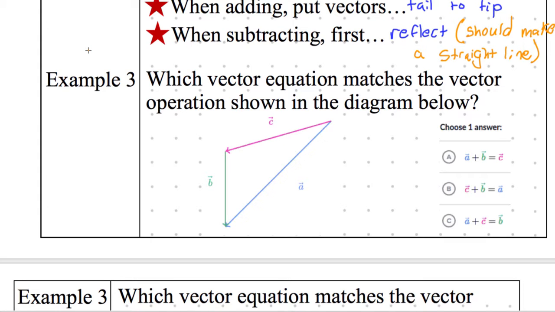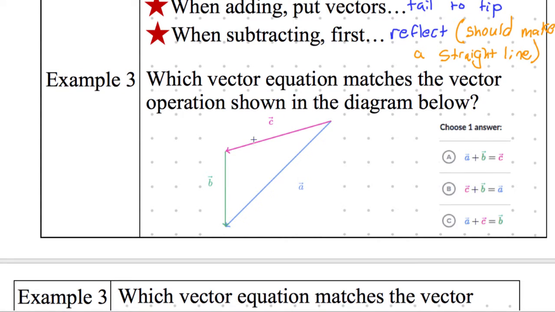Example 3. Which vector equation matches the vector operation shown in the diagram below? This is an exact problem from Khan Academy. So the way that you want to solve each of these is to look where the tail and tip matches up. Which one is tail to tip? Is it A and C, A and B, B and C? Which two vectors are tail to tip? C and B. Daisy, do you see it? Which two vectors are tail to tip out of these three vectors? C and B, yeah. C, then B.